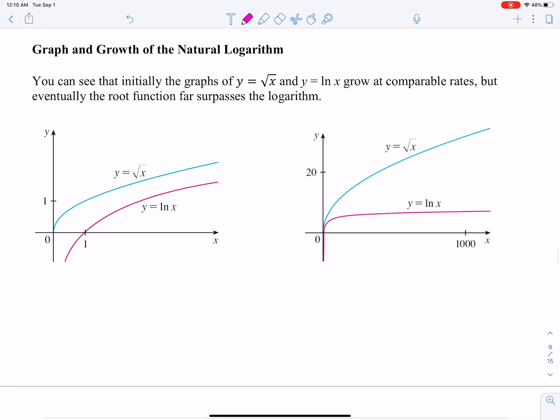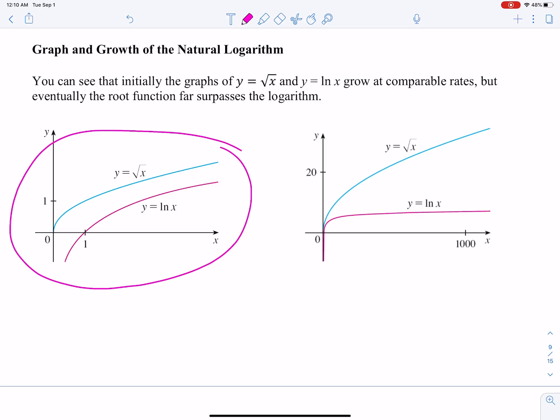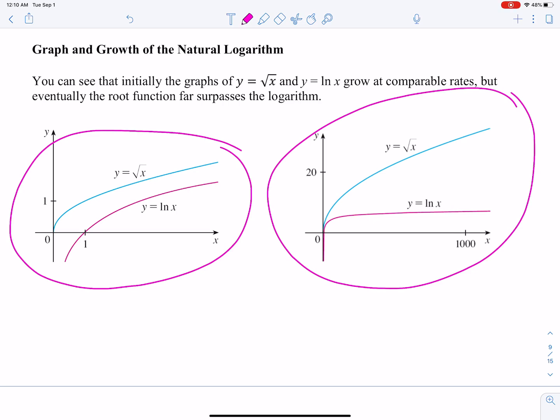Let's see. So graph and growth of the natural logarithm. You can see that initially the graphs of y equals root x and natural log of x grow at comparable rates, but eventually the root function far surpasses the logarithm. So this is on a small scale, right? Looking at the graph close up, this is what happens when you step back a little bit, right?